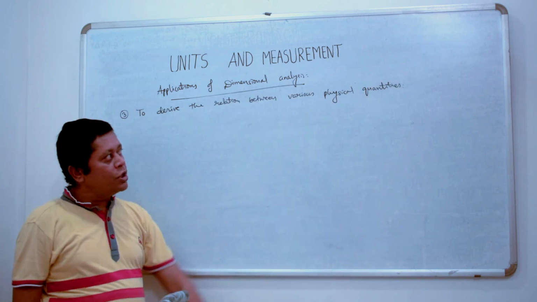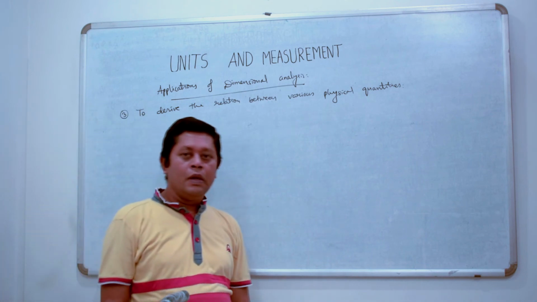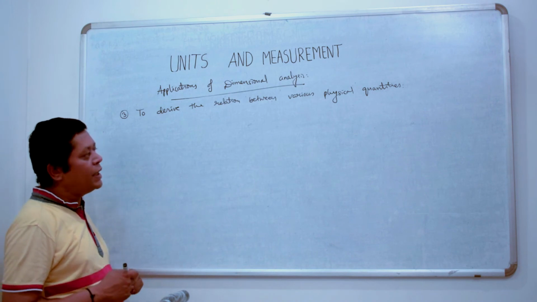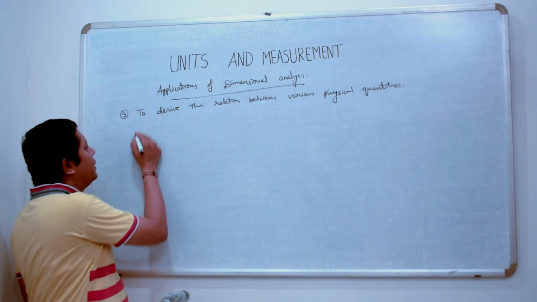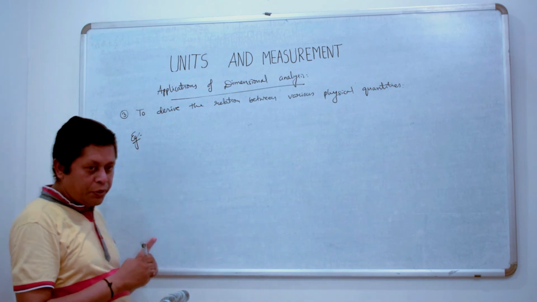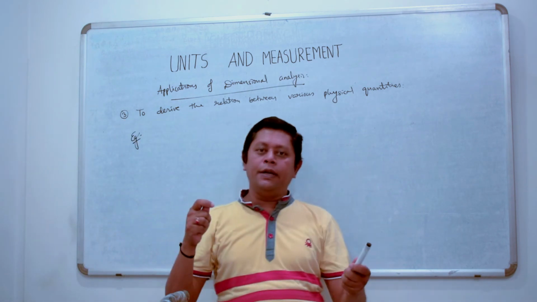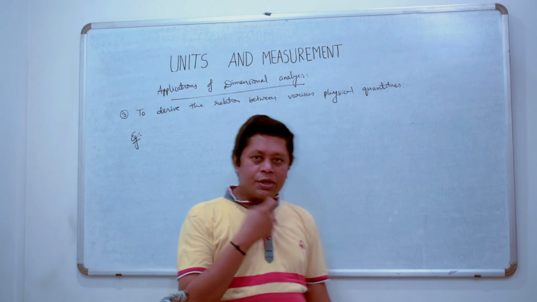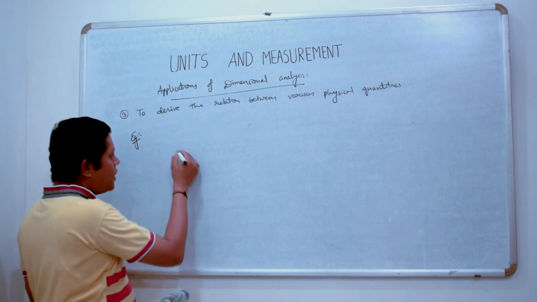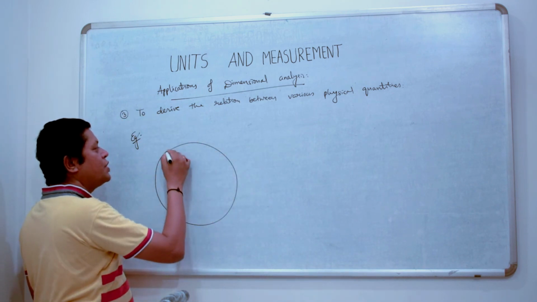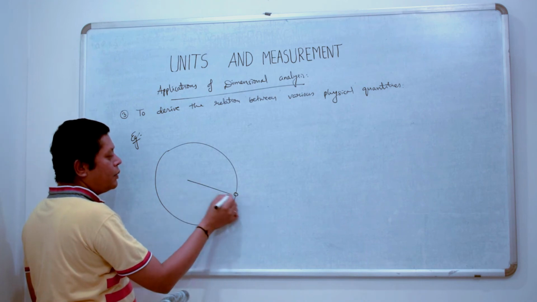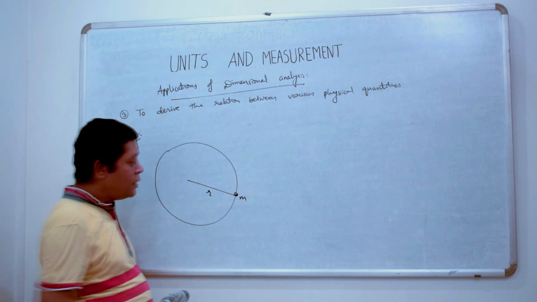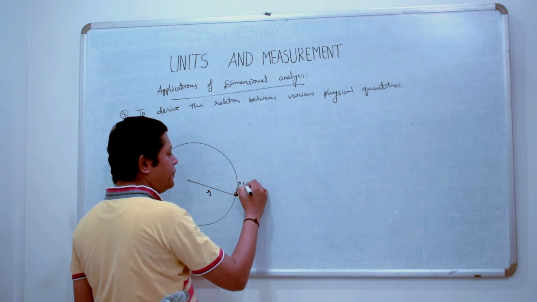Third is to derive the relation between various physical quantities. This is a very important application. You can derive the relation among various physical quantities. Let us take an example. Suppose you take a stone, tie it with a thread, and revolve it in a circular path. In this event, the various physical quantities involved are the radius of the circular path, the mass of the object, and its speed.